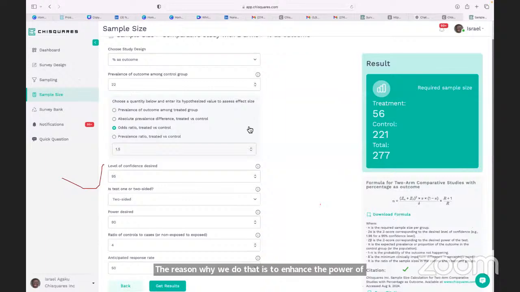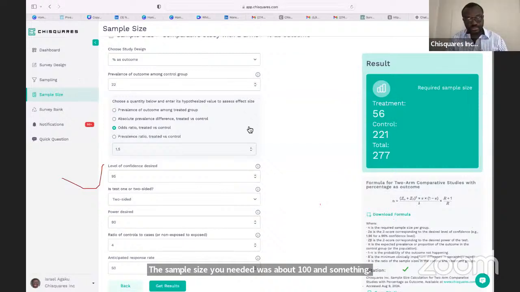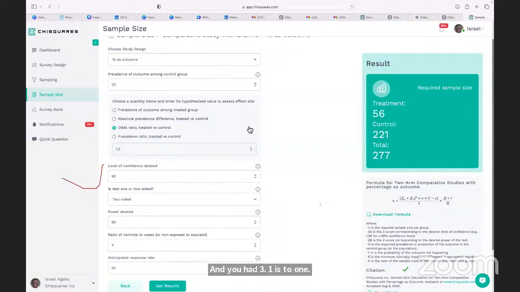Okay, thank you. But would the case we just did, where the sample size you needed was about 700 and something, and you had 1:1, is it possible to calculate it and have a 1:2 or 1:3 just to increase the power of the study?